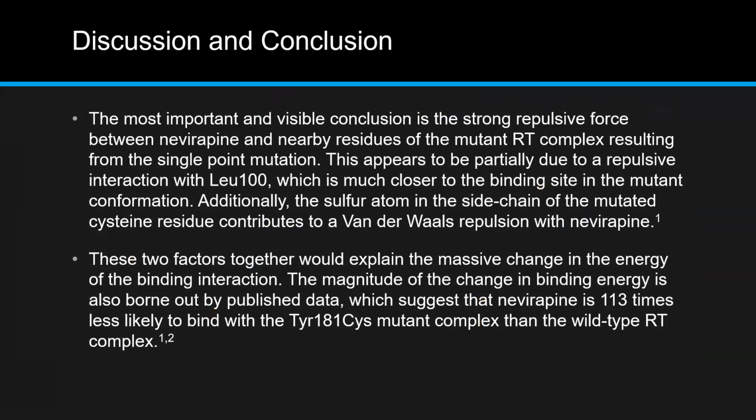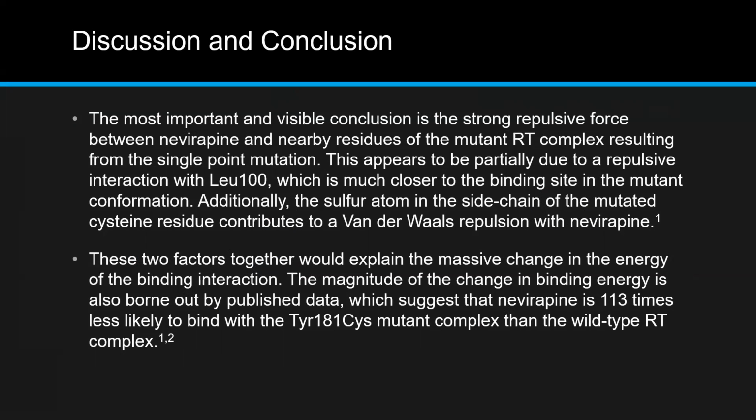So there are sort of 2 strong repulsive forces between nevirapine and nearby residues in the mutant reverse transcriptase complex, resulting from that single point mutation at 181 from tyrosine to cysteine. There's a partial repulsive interaction with leucine at the 100 residue, which is brought closer to the binding site due to the mutated conformation of the complex. On top of that, the sulfur atom in the side chain of the mutated cysteine residue contributes to a van der Waals repulsion with nevirapine, which actually contributes to that repulsion in a much larger way than the leucine 100 residue.